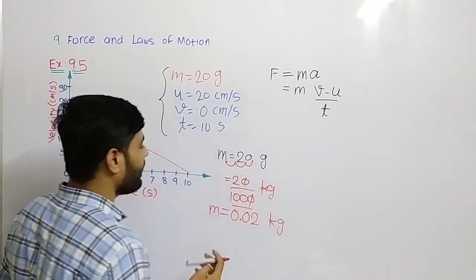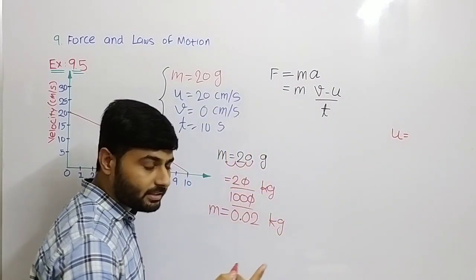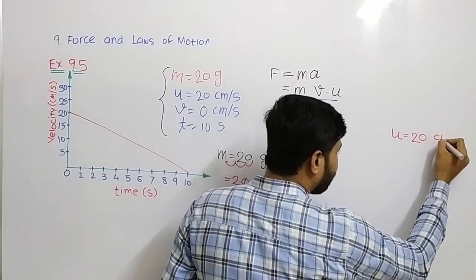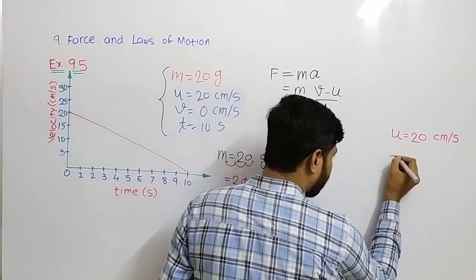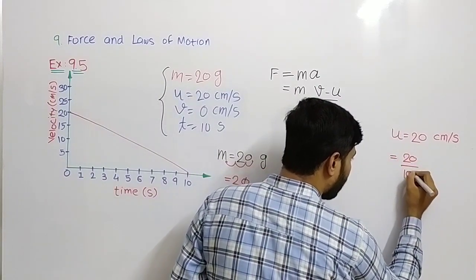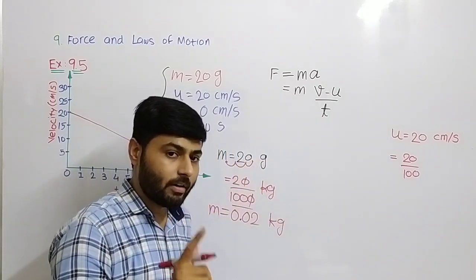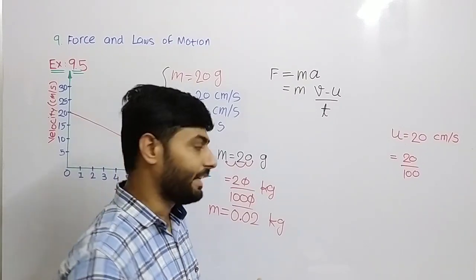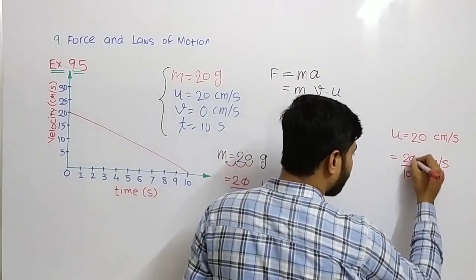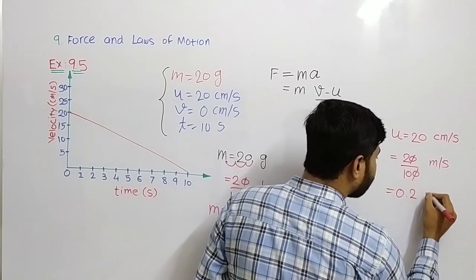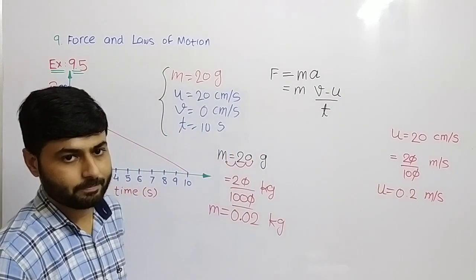So I have m now. Now I have to convert this u into meter per second. I have u as 20 centimeter per second. So to convert this centimeter to meter, what I need to do? I need to divide this with 100, because we know that 1 meter is equal to 100 centimeter. So I get this in meter per second. This 0 will be cut and I have 0.2 meter per second as initial velocity.